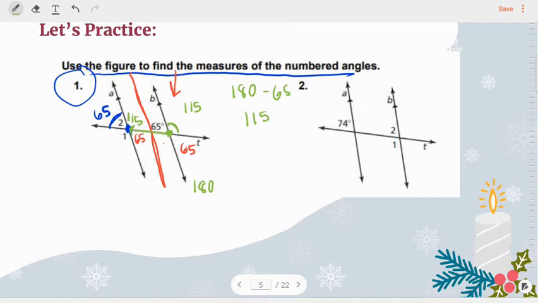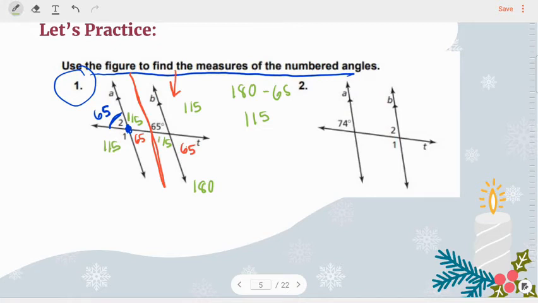And how do I finish? Remember, these are vertical angles because they only touch at my one intersection point. So this is 115, and when I slide my intersection over, this is 115 as well. Okay, big overall idea that I want you to see.